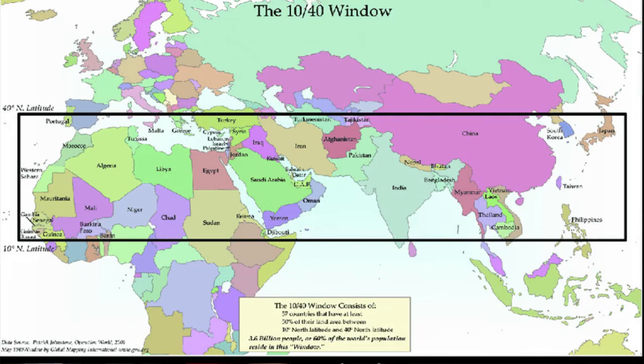Actually, they usually call it the THUMB because it's T for tribal, H for Hindus, U for the unreligious, M for the Muslims, and B for the Buddhists. So, THUMB. The original 10/40 window included only countries with at least 50% of their landmass within 10 and 40 degrees north latitude. The revised 10/40 window includes several additional countries that are close to 10 or 40 degrees north latitude and have high concentrations of unreached peoples.